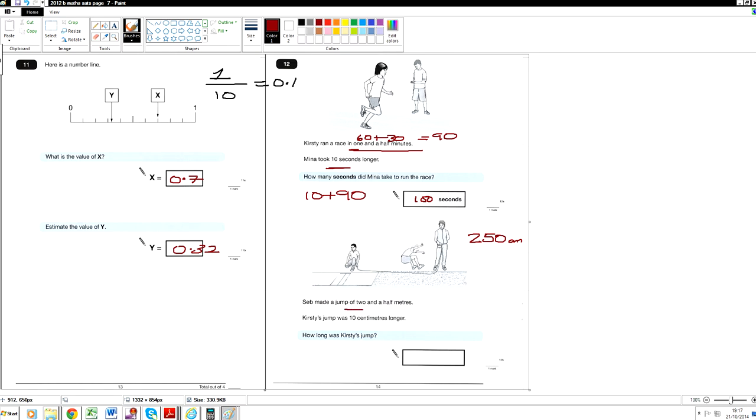So 2.5 meters is how many centimeters? 250. And how much more did this person jump? 10 more. So it's 260. So the answer is 260 centimeters. Can you show the working out, please, as what we've done? 260 what? Centimeters. You need to write down centimeters, otherwise it could be dinosaurs or could be small things.